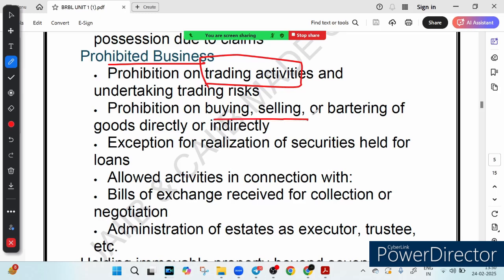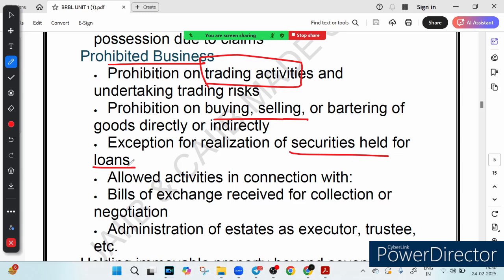So here is one exemption. The exemption is that if the bank has taken something as security for a loan, like a house for a mortgage, they can sell that property to recover their money. So this is an exception. You must remember that suppose you have taken a home loan and you have given your house as a mortgage and you are unable to pay that money to the bank. So the bank can sell your house to recover the money.